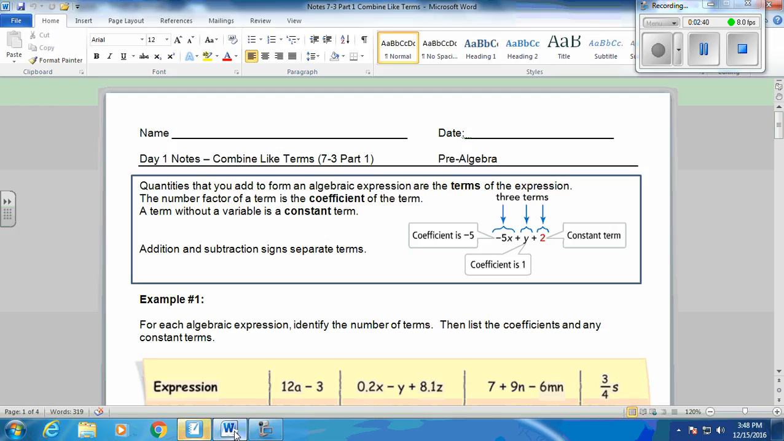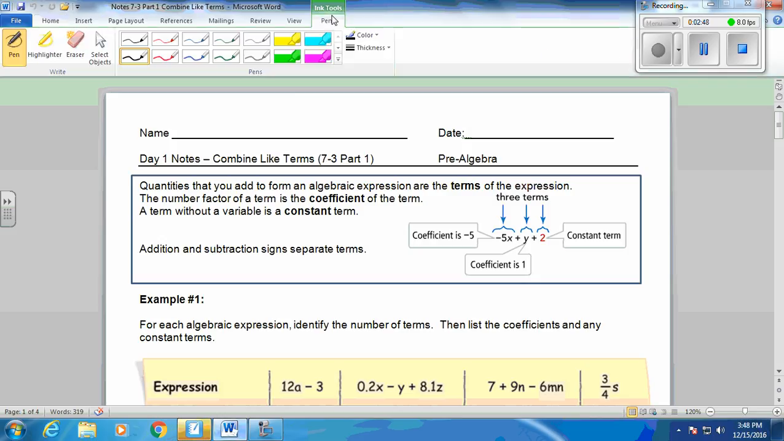On your notes, it states that quantities that you add to form an algebraic expression are the terms of the expression. So terms is one of your vocabulary words. The number factor of a term is the coefficient of the term. That is the one that is being multiplied to the variable. And a term without a variable is just considered a constant term because it's constantly being called whatever number we've decided. So they have given us our constant term as 2 here. You constantly call it a 2. You can't call it anything else. That's why it's called a constant.